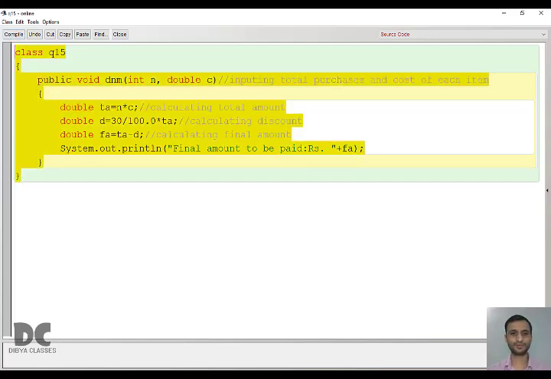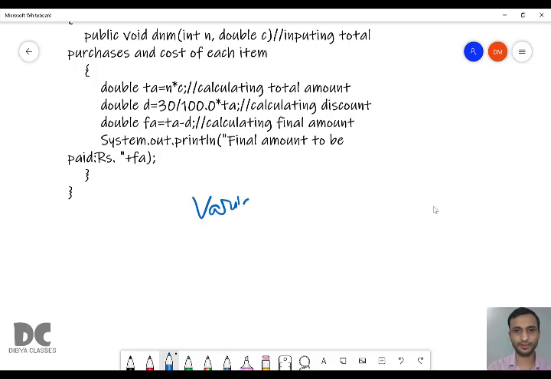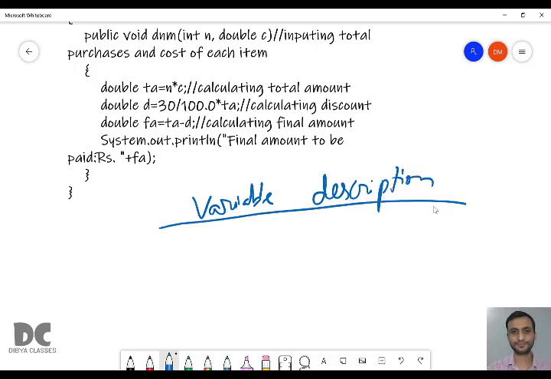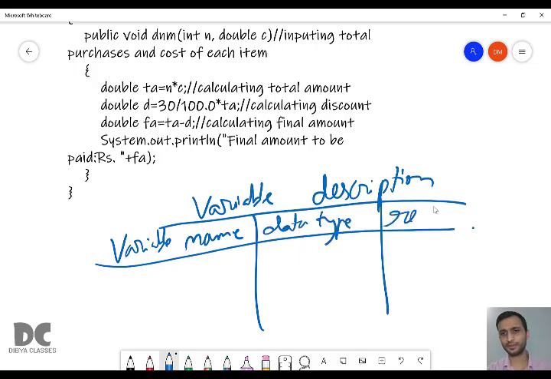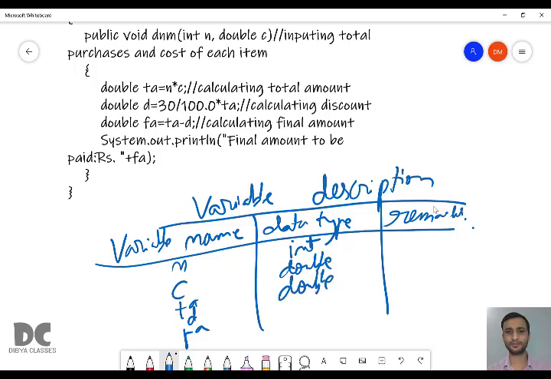Now we'll write the variable description. So we'll give the heading variable description, variable name, then data type, and then remarks. The variables used are N, C, T, D and FA. N is int, rest other are double, double, double, double.